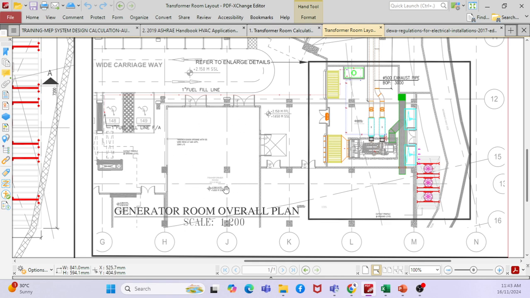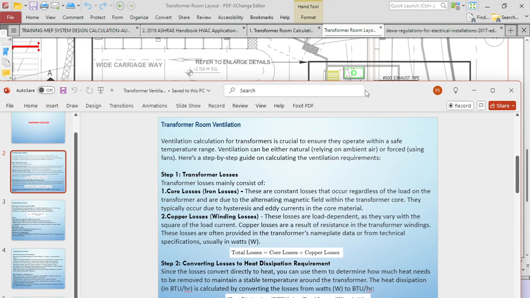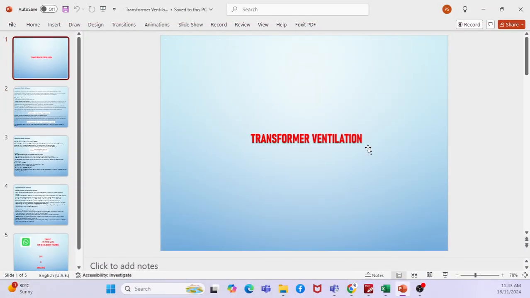What will happen after some time? The high temperature will affect your transformer efficiency. It cannot perform. For example, instead of 400 volts, it will go down to 390 and 380. At some point, the transformer cannot transmit the power. That is the reason we are going to have proper ventilation. I have one transformer presentation, a small lecture on transformer ventilation.